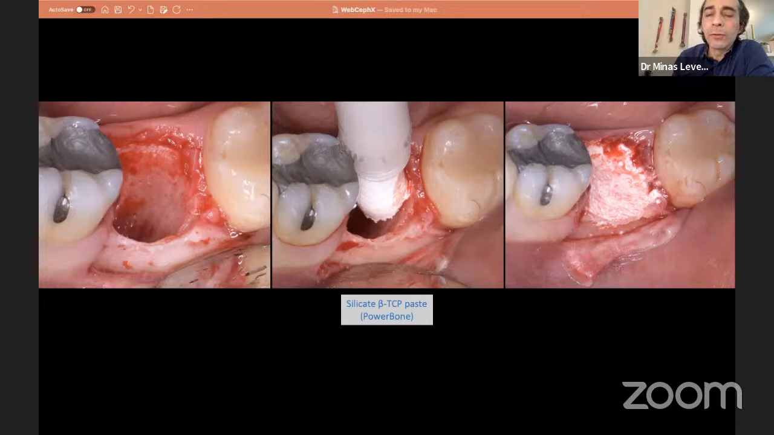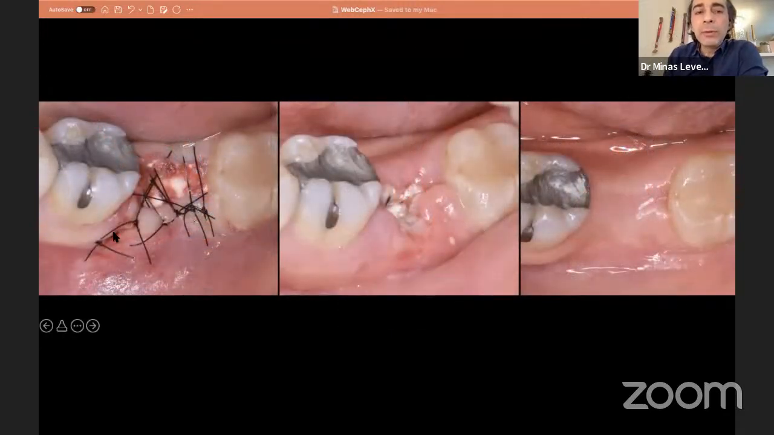The first thing I need to pay attention to is to do a minimally invasive atraumatic extraction. In this way, I will try to preserve as much bone as I can, and I try not to damage the surrounding hard and soft tissues. After that, I need to clean it thoroughly. I have to remove any granulation tissue, any soft tissue from inside the socket. When I finish this, now I use my bone grafting material. In this case, I selected to use a synthetic silicate beta-tricalcium phosphate paste. It's preloaded in a syringe, so I inject this paste directly into my clean socket.